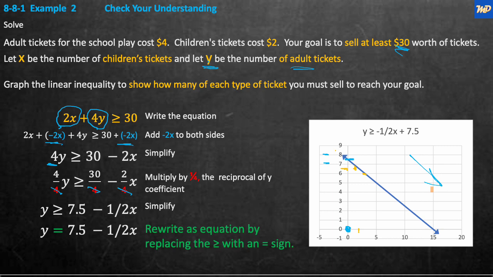And we know that it's a solid line because it's greater than or equal to. So we have a solid line. And what are the solutions to this inequality?